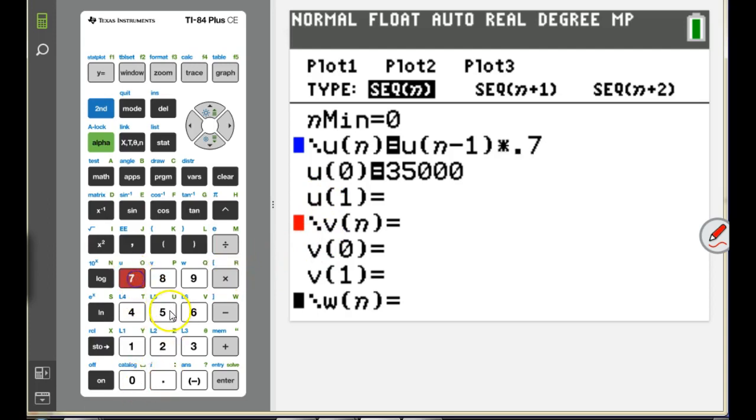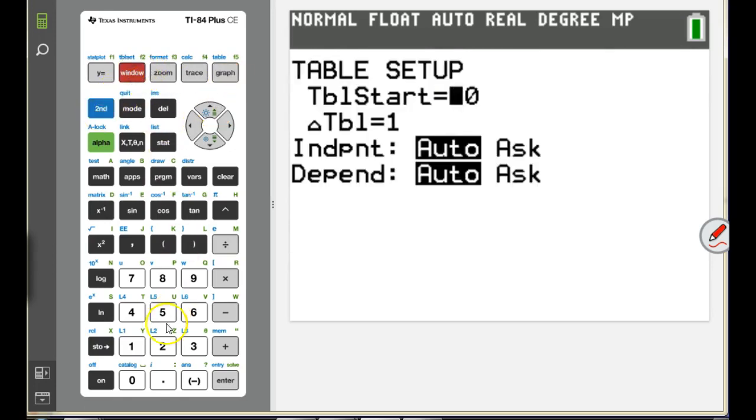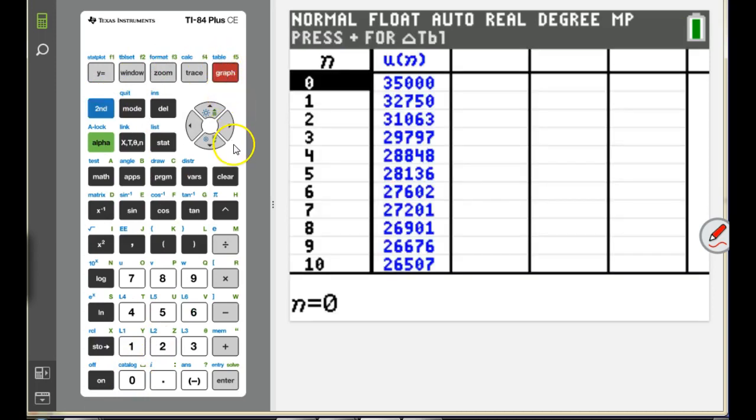Times 0.75, and then add 6,500, and we decided we really didn't need parentheses because it was going to do this in the right order. Now, let's see what happens if we go to the table. I'm a little nervous. Oh, I'm way out here. I need my table to go back to term 0. Oh, I think it worked, yes? Is this what we had, 32,750?